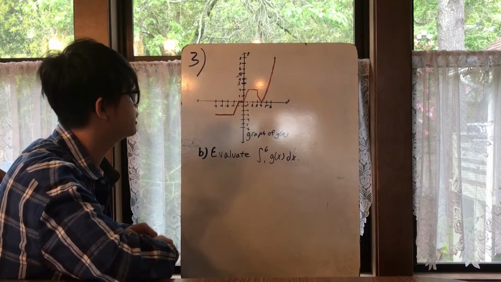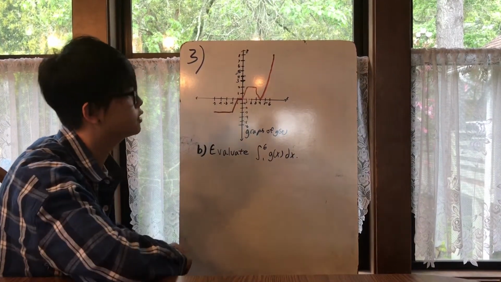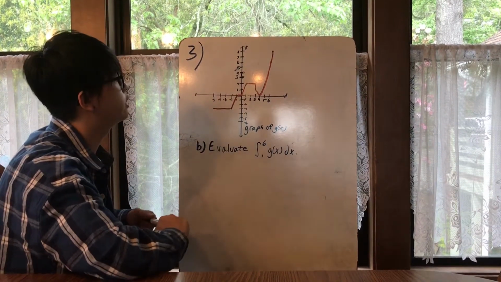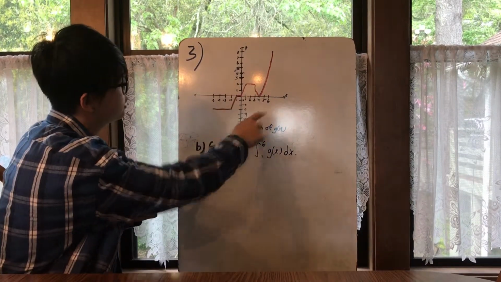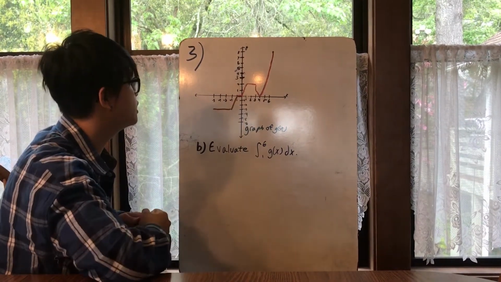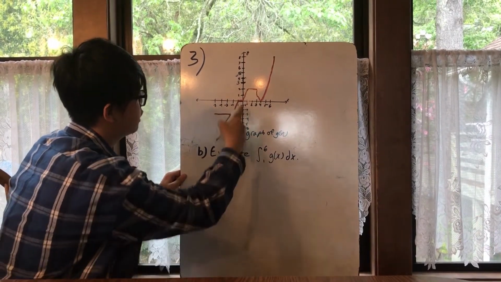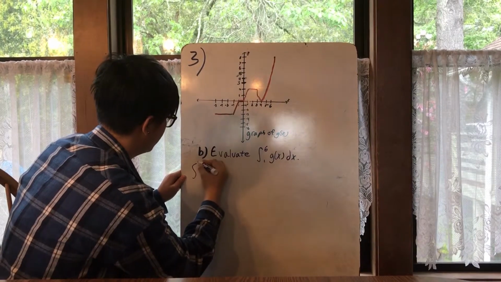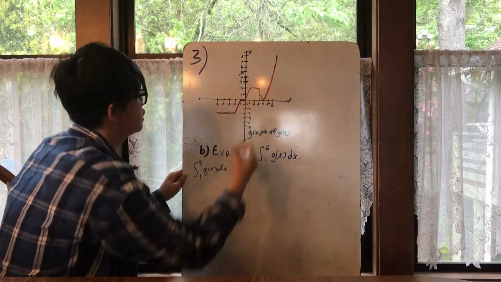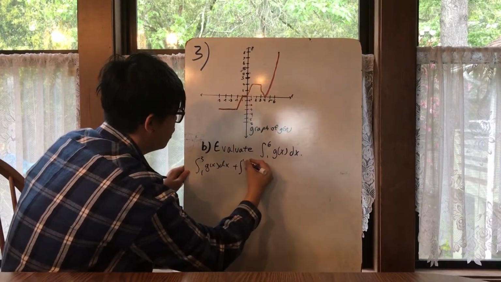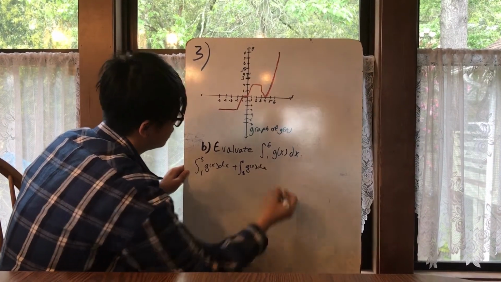So part B is asking us to evaluate the integral from 1 to 6 of g(x) dx. We know that the integral just means the area under the graph. From 1 to 6, it's two parts, the piecewise, so we have to split it into 2 parts and add them together. The first part would be the integral from 1 to 3 of g(x) dx, and we have to add it to the second part, the integral from 3 to 6 of g(x) dx.